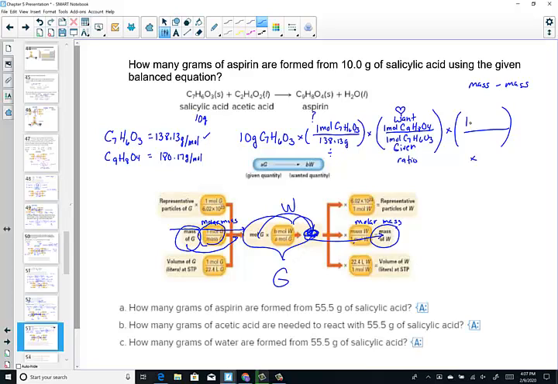In 1 mole of your aspirin, it would weigh 180.17 grams. Now we're ready. 10 divided by 138.13 times 1 over 1 times 180.17. And that answer is 13.04. And that's grams of aspirin.